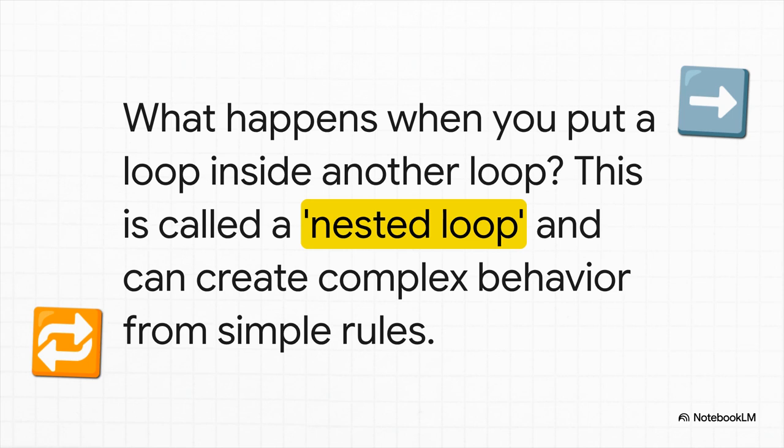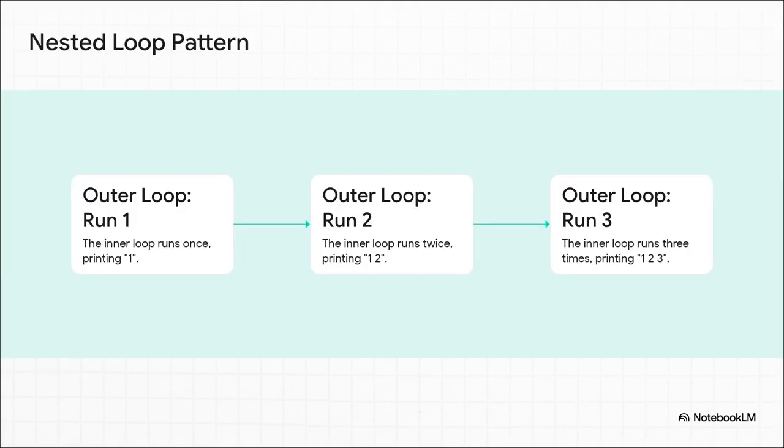And this, my friends, is where things get really interesting. When we start combining our tools, like putting a loop inside of another loop, well, we can create some surprisingly complex behaviors from just a few simple rules. So, how does this actually work? Let's break it down. Notice that for each single time the outer loop runs, the inner loop completes its entire cycle. So, the first time around, the inner loop runs just once. The second time, it runs twice. This simple nested structure is exactly how programmers can generate these incredible, complex patterns with just a handful of code.